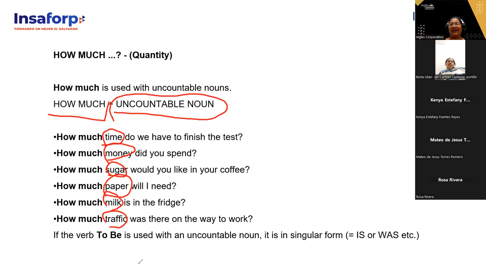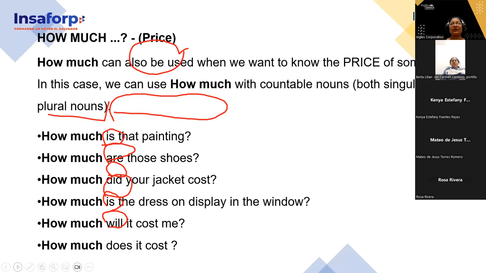Traffic is the same. Remember that traffic is in a general way. So we say, hey, how much traffic was there on the way to work? It was really crowded, right? But traffic, meal, all of them are uncountable. And it is related to quantity. We are looking for a quantity. In the answers, we can include countable nouns, but in the question, it is in a general way. Okay, now let us continue. When we want to say price, remember that anytime we include price, it is how much.